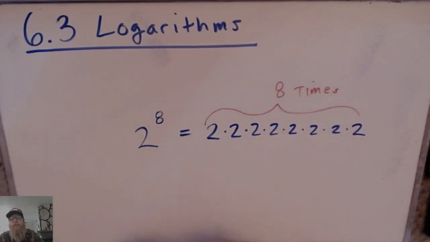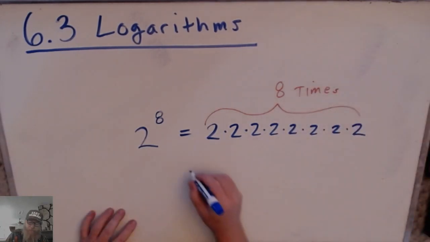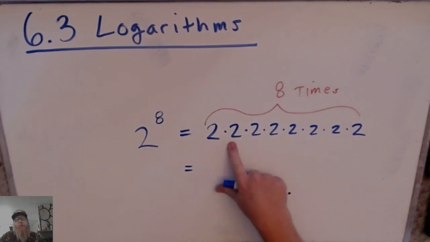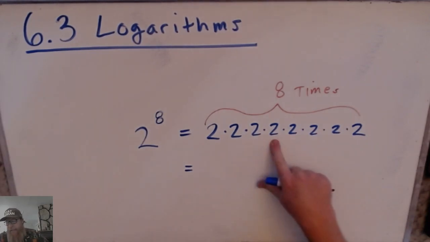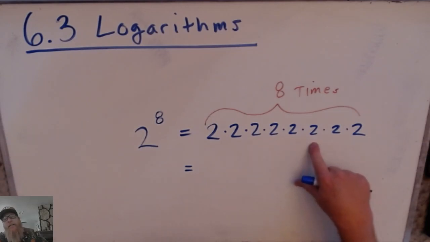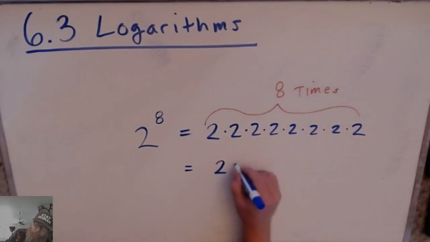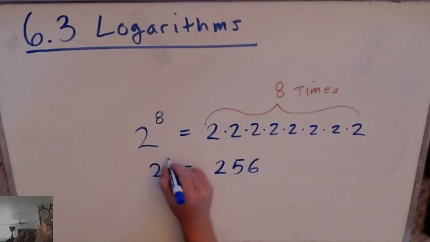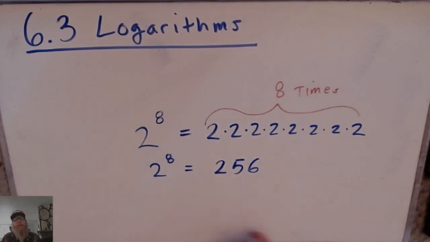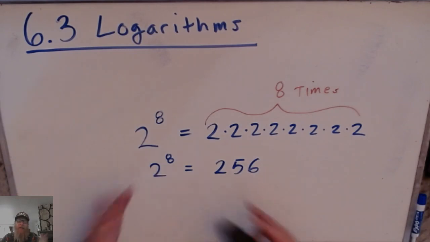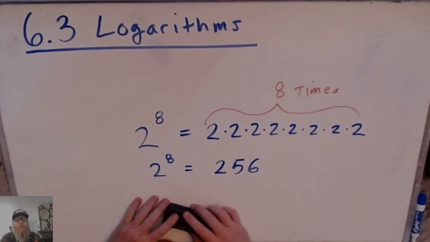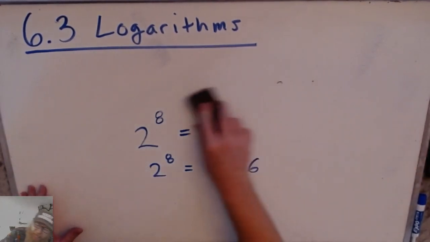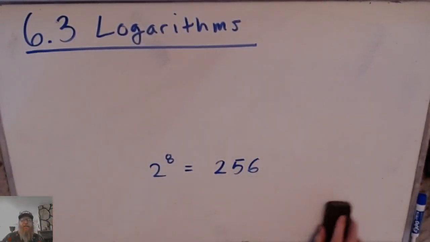So we're going to multiply 2 times itself 8 times. All right. 2 times 2 is 4. 4 times 2 is 8. 8 times 2 is 16. It's just going to keep doubling. Then 32, 64, 128, 256. Okay. So then you do that, right? 2 to the 8th is 256. Okay. And then you erase it.